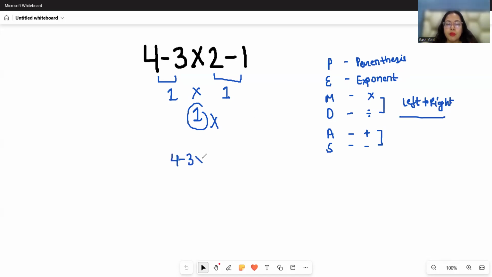So, 4 minus 3 multiply 2 minus 1. There is a subtraction sign in this expression and a multiplication sign. So we have to give priority to multiplication. The multiplication is between 3 and 2. So 3 times 2 is 6. So 4 minus 6 minus 1. Now we have only a single sign, that is subtraction. So always solve from left to right. 4 minus 6 is minus 2, minus 1.